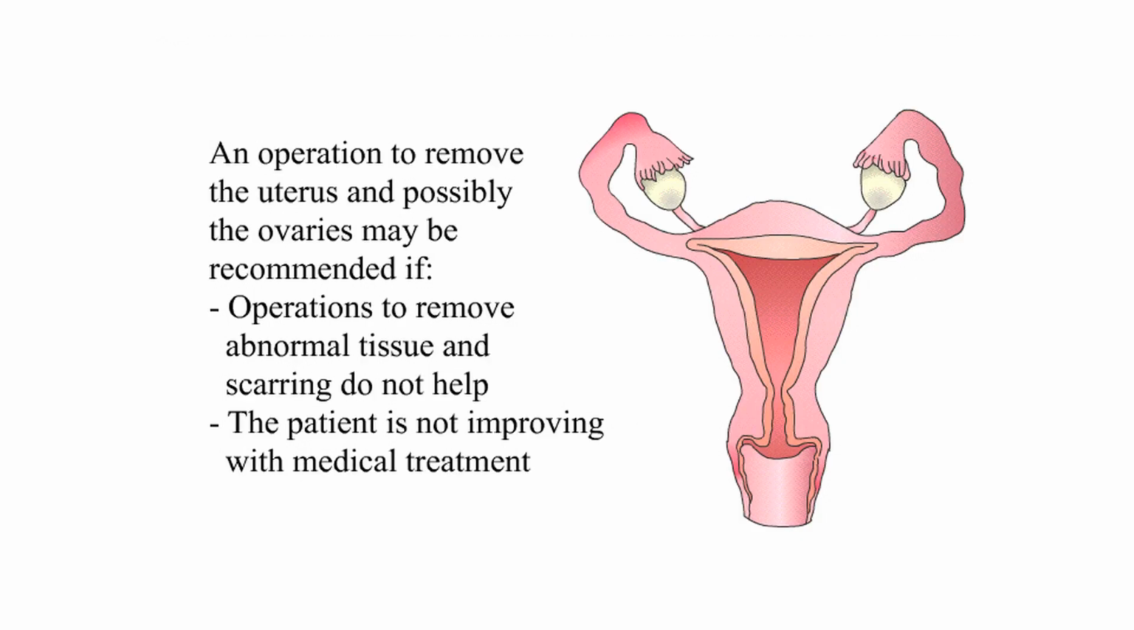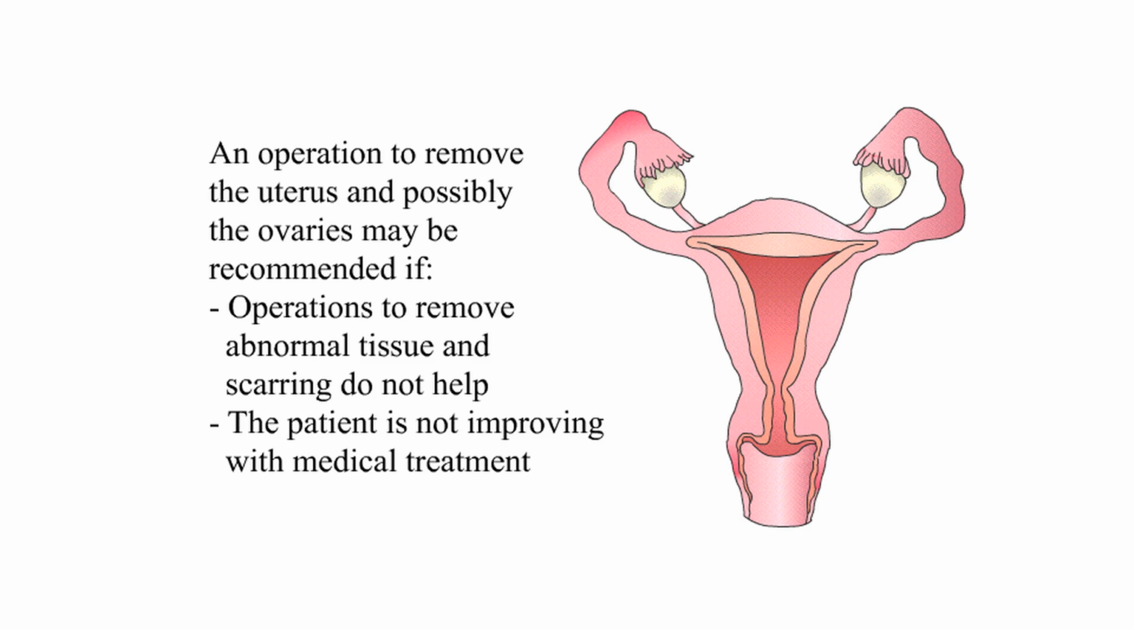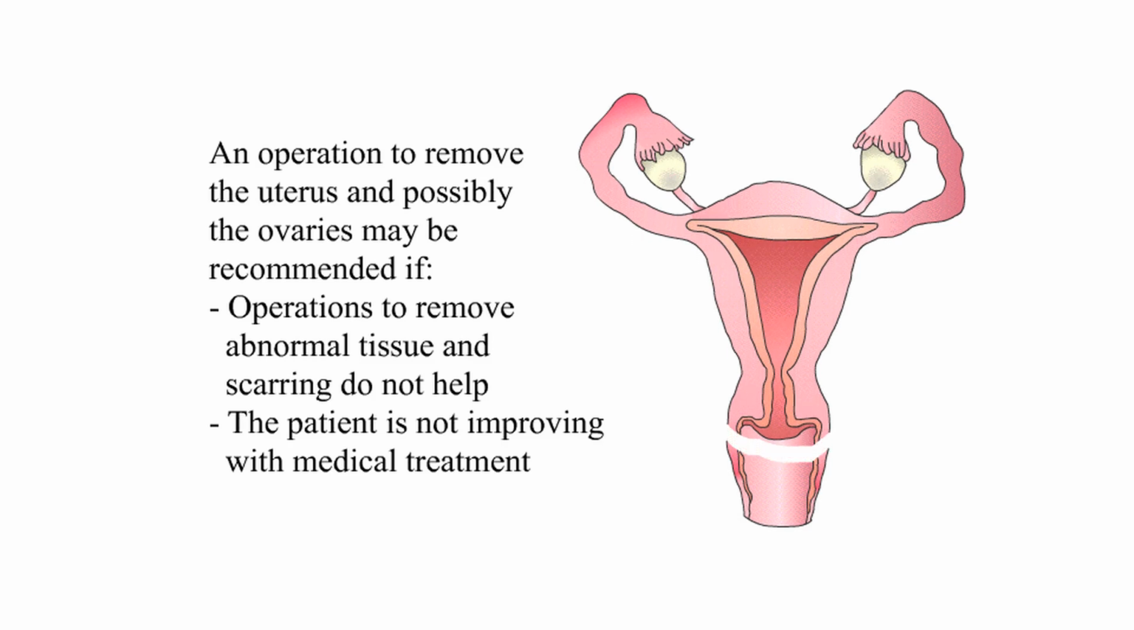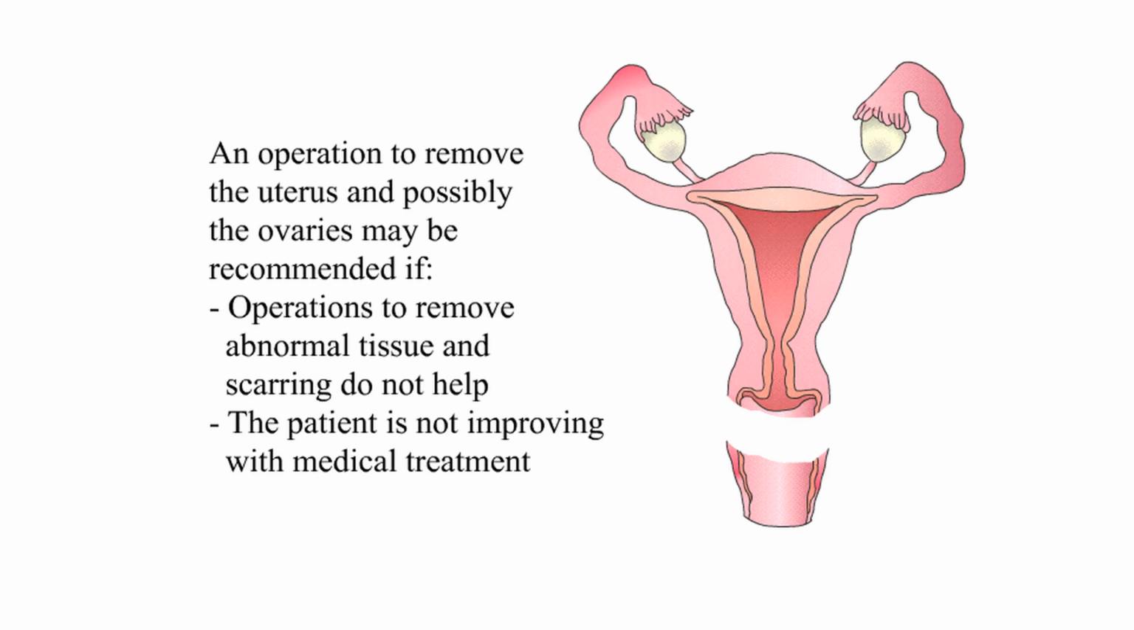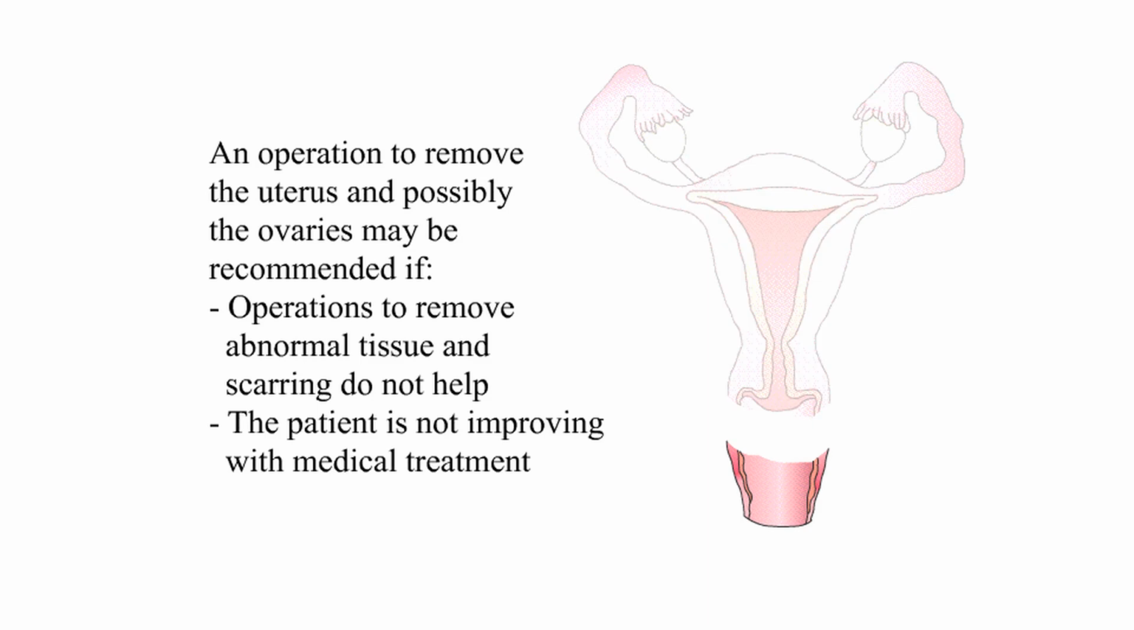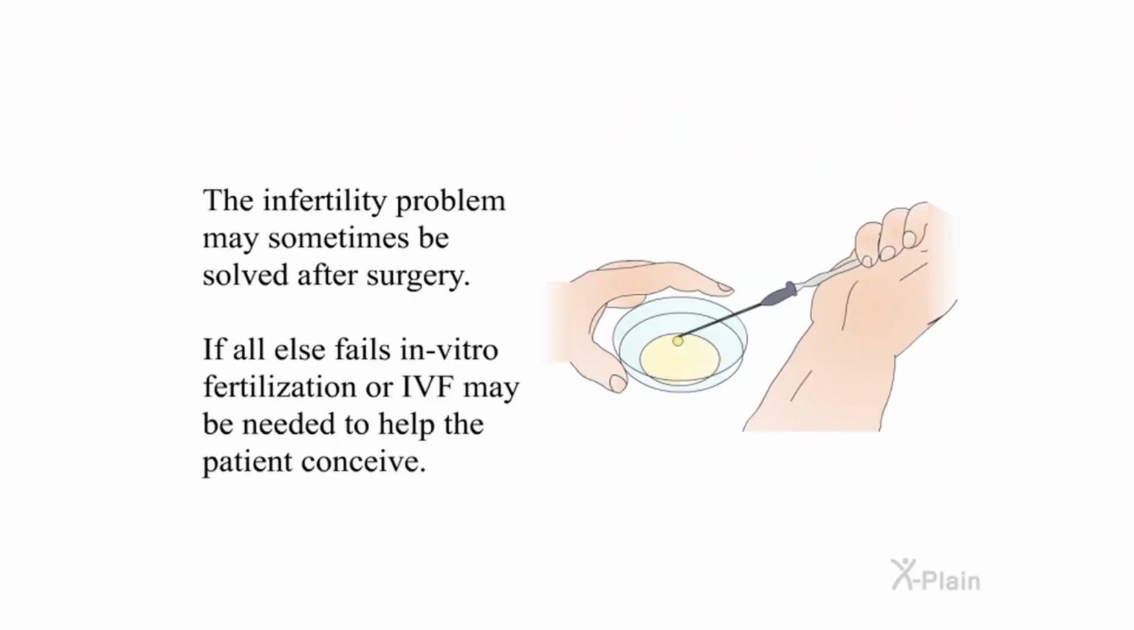An operation to remove the uterus and possibly the ovaries may be recommended if operations to remove abnormal tissue and scarring do not help, or the patient is not improving with medical treatment. The infertility problem may sometimes be solved after surgery. If all else fails, in vitro fertilization, or IVF, may be needed to help the patient conceive.